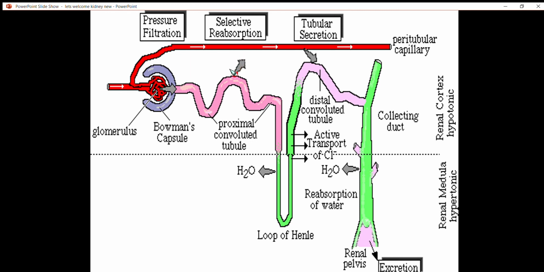So, actually we are using 4 terms in renal physiology. One of them is filtration. That is, things are moving from the glomerulus into the Bowman capsule, and this is known as ultrafiltration.